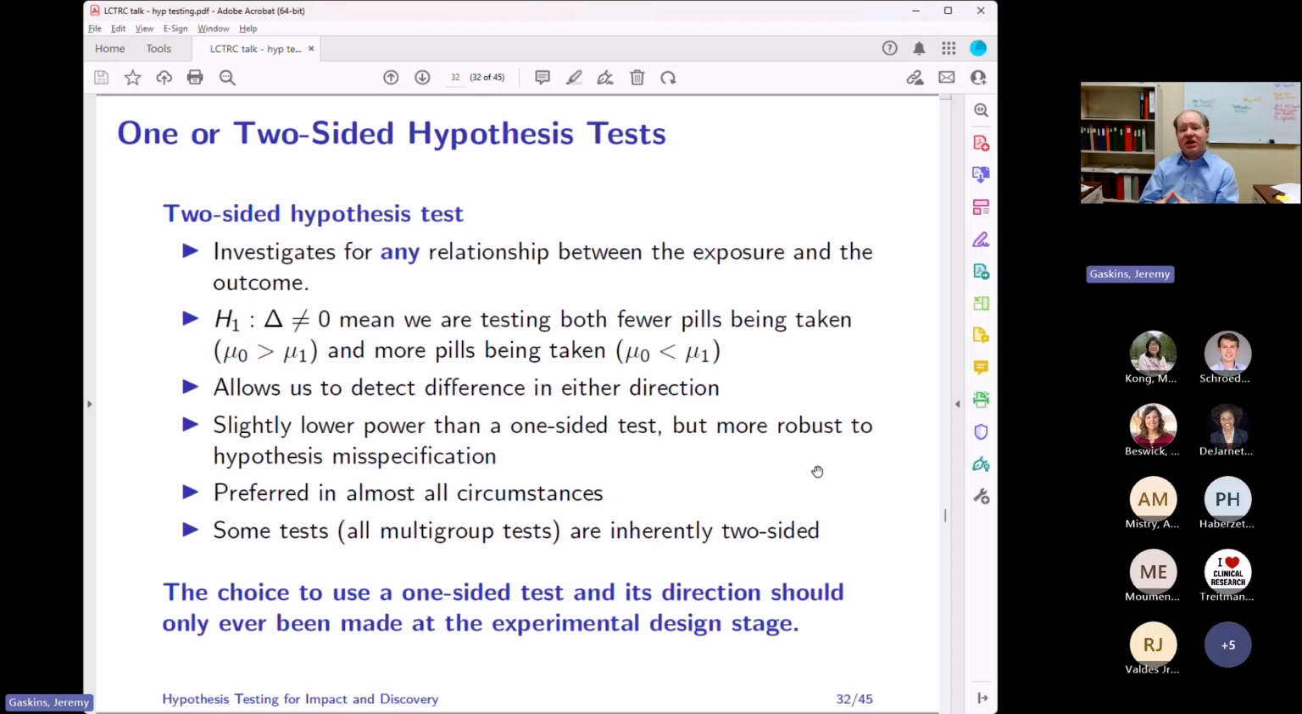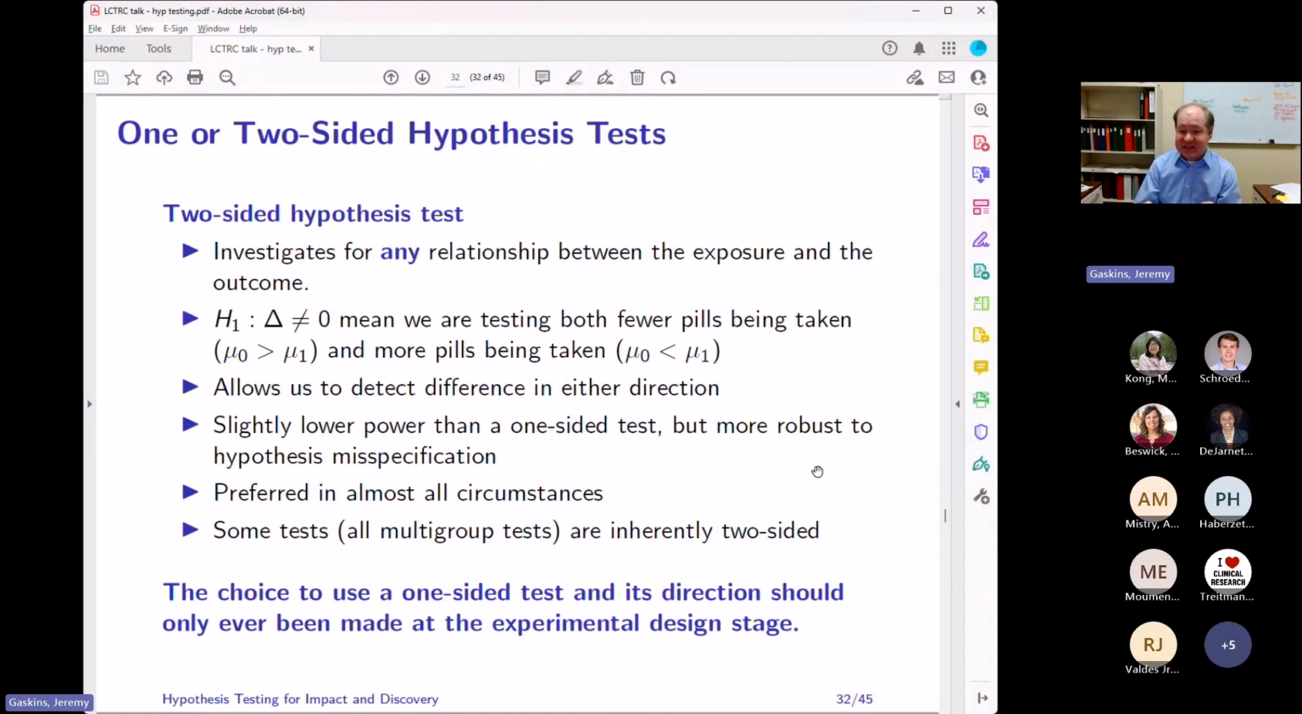So generally, though, we're going to go for the two-sided hypothesis, and that's going to investigate any relationship between the exposure and the outcome. Whether, again, our new counseling session leads patients to take fewer pills, like we're hoping, or if it turns out that this new counseling is associated with worse outcomes, I would still want to know that, right? And so typically we want to use the two-sided alternative. It's going to allow us to detect a difference in either direction.